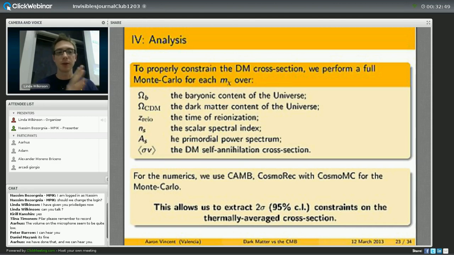We performed one of these for each value of a set of dark matter masses, to extract the 95% confidence limit on how much annihilating dark matter we can actually allow and still be within bounds from various experiments. To do this in practice, we used these codes: CAMB, CosmoRec, and CosmoMC for the Monte Carlo.